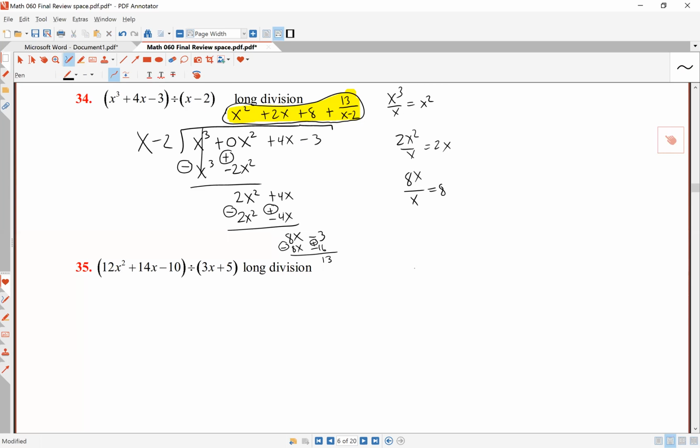Another problem to practice for long division. 3x plus 5 into 12x squared plus 14x minus 10. We start by dividing first. 12x squared divided by 3x, which gives us 4x. So the 4x goes above. 4x times 3x is 12x squared, and 4x times 5 is 20x. We subtract by changing the signs, and 12 minus 12 is 0. 14 minus 20 is negative 6.